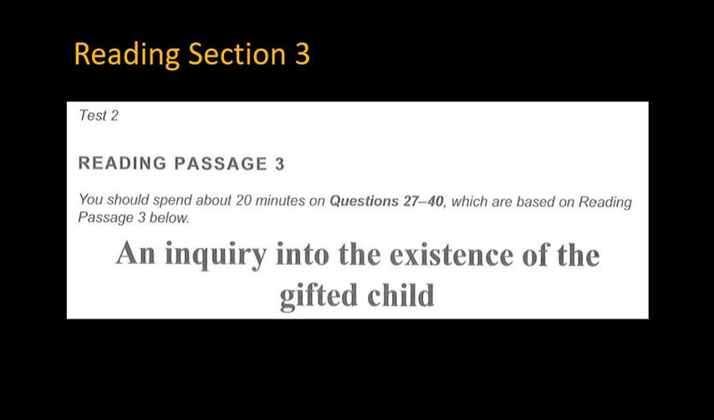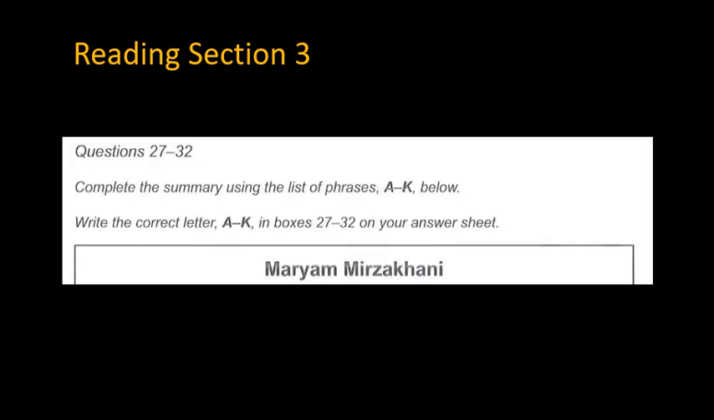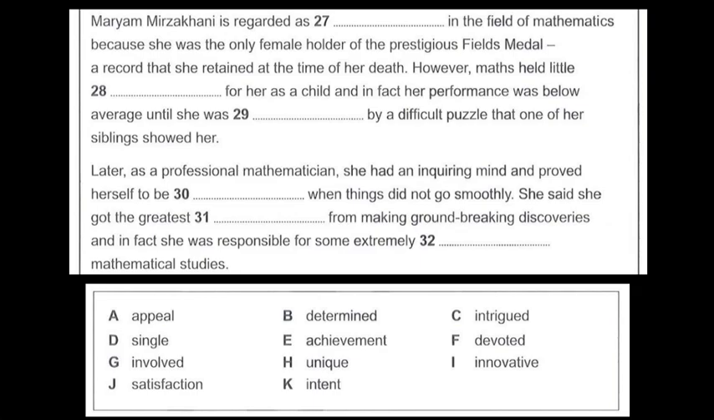But passage 3, the title is An Inquiry into the Existence of the Gifted Child. Questions 27 to 32, there's a summary and you need to fill in the gaps using one of the letters, A to K, from the options given. So here we can see the full passage with questions 27 to 32 and the different options we can choose from. And these words will not be the same as the words in the passage, but they're likely to be synonyms.